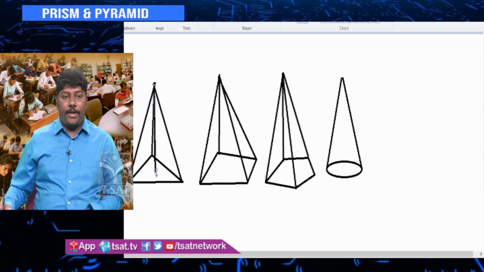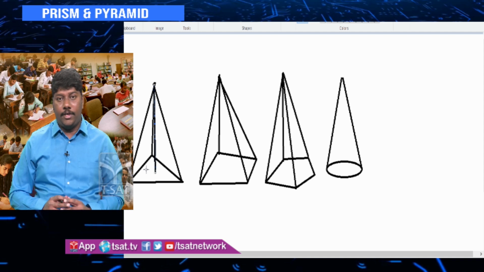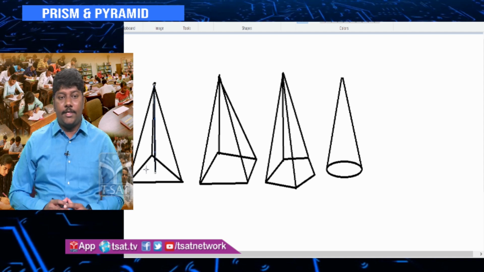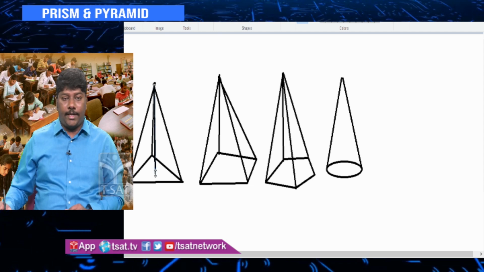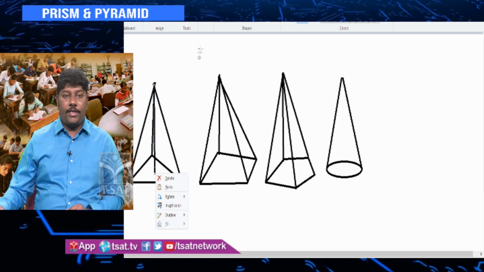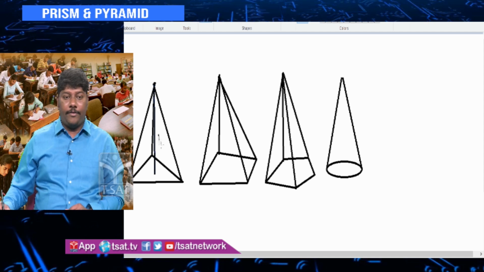So, what is this center? Where exactly does this height lie? It is exactly at the incenter. You have to draw the circle inside, and that incenter is nothing but where the height coincides with the base. So, this is the incenter. Now, this green one is called the height of the prism.